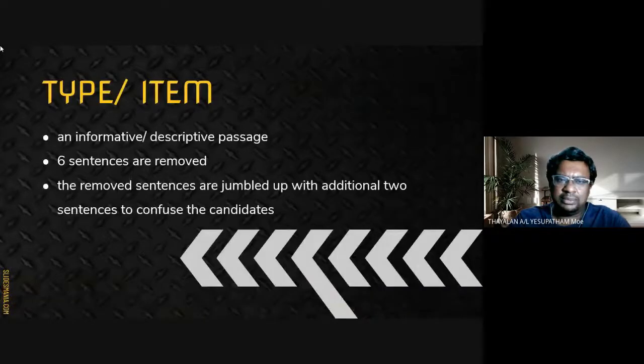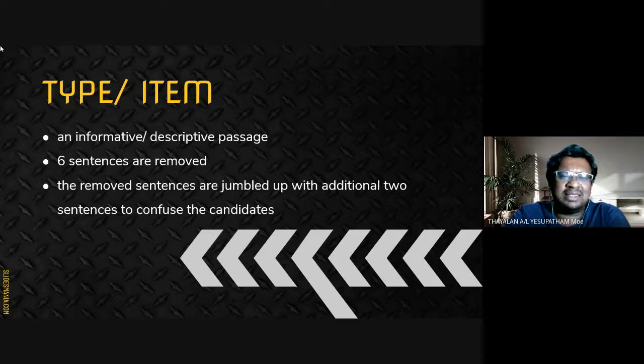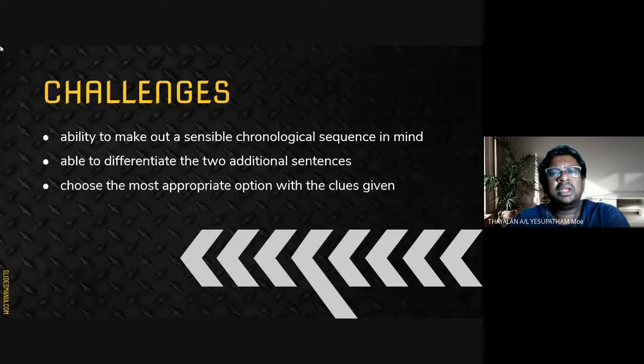Now let's look at the type of the item. It is an informative or a descriptive passage. 6 sentences are removed from the passage, and the removed sentences are jumbled up with 2 additional sentences to confuse the candidates. So basically, you have a passage with 6 sentences removed, and to fill into those 6 gaps, you have 8 sentences, which are all jumbled up. That is pretty much the idea of what you're going to do in this particular part. Now, the challenges.